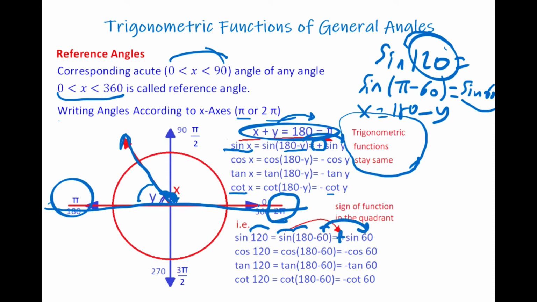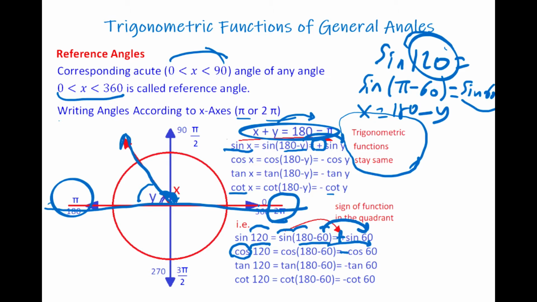When it comes to evaluating cosine 120, again, 120 is what? 180 minus 60, right? Or pi minus pi divided by 3, the same thing. And that is equal to, guys, we are talking about the second region. The angle is in the second region or second quadrant. And in the second quadrant, cosine is negative. So just put here negative. And that 60 comes over here. So negative cosine 60.